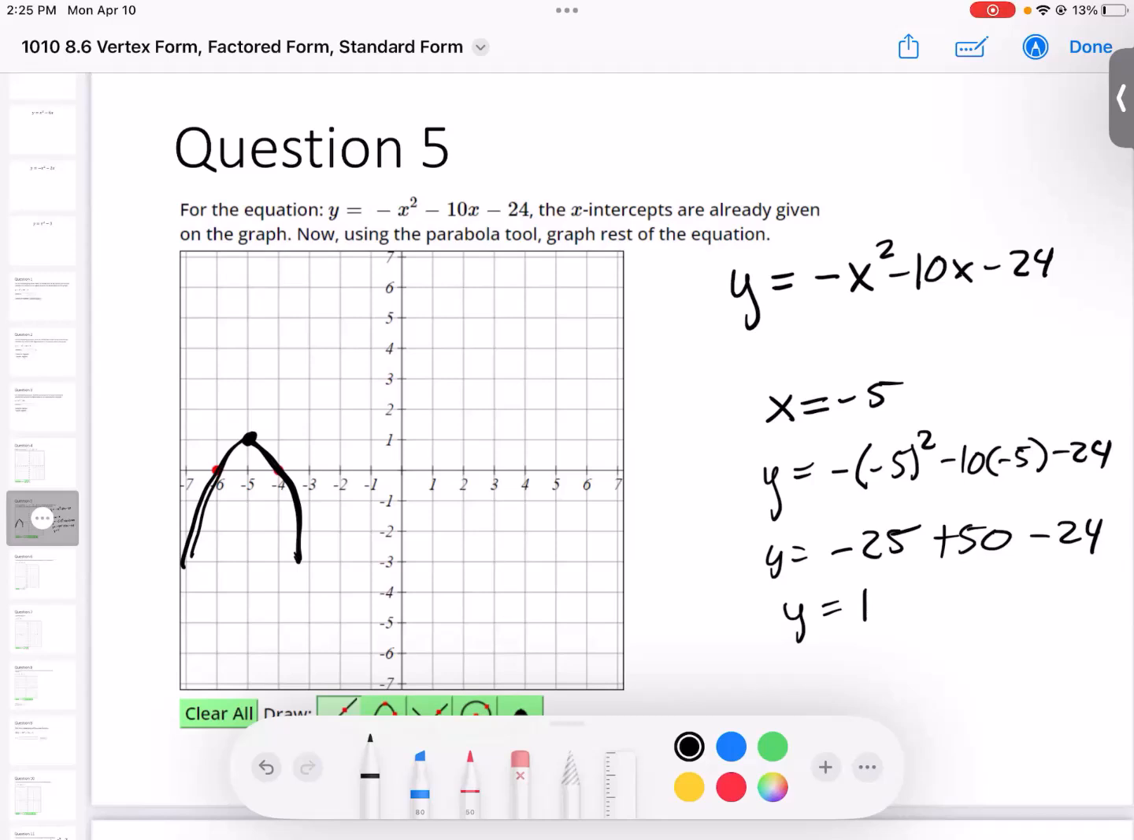Do you guys have any other homework questions that might be helpful? Most of them are just doing that vertex form thing.